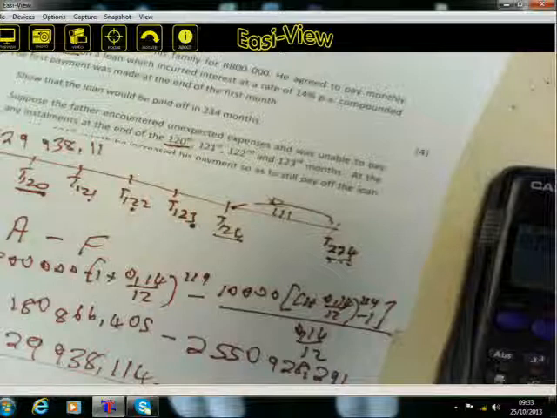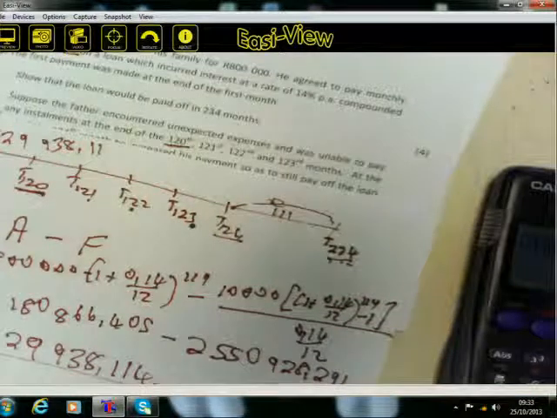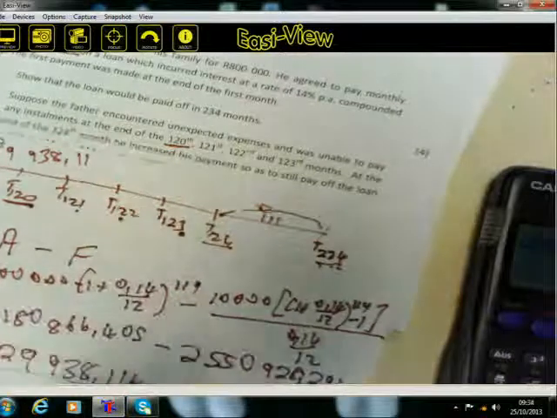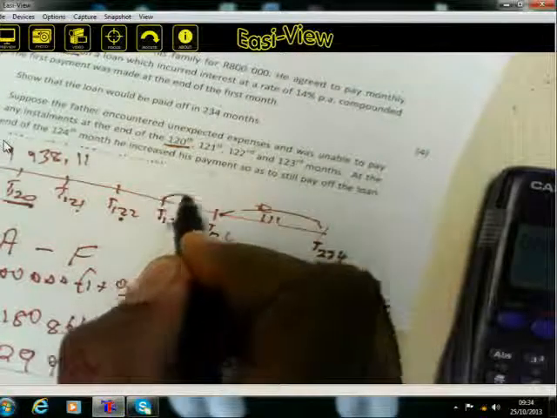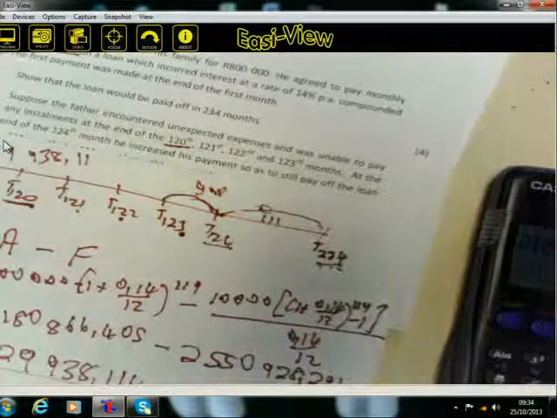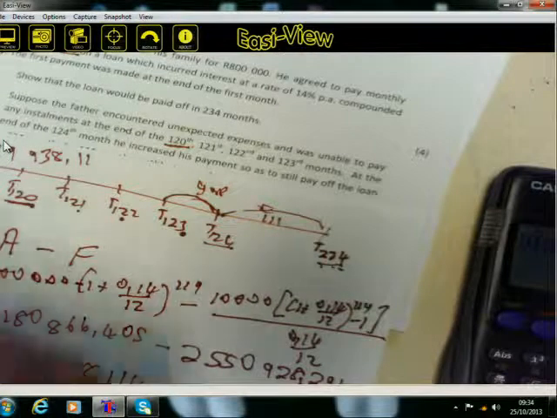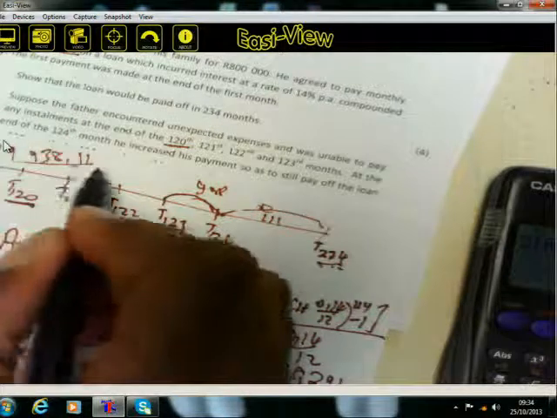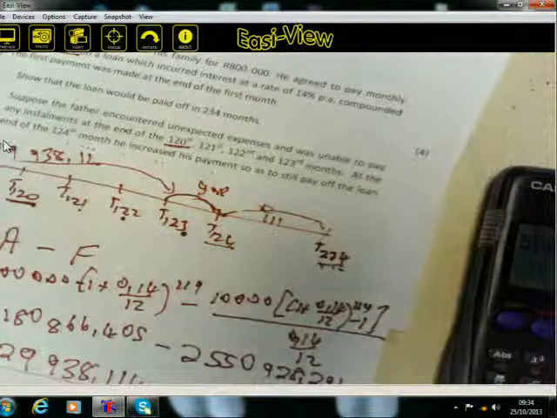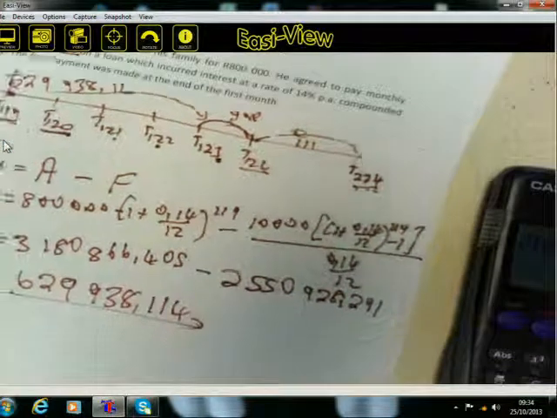What is it that you are going to do now? Remember, like we said earlier on, under the present value you must make sure that there is a gap, a one month gap, before you make a payment. It means now we must take this amount here and move it to T123. Right? How do we do that?